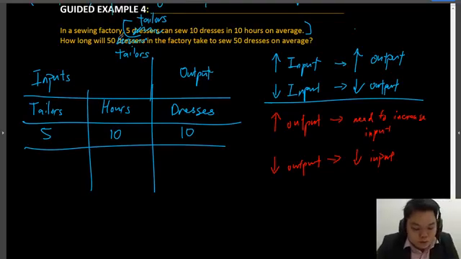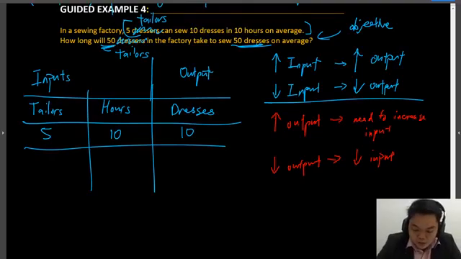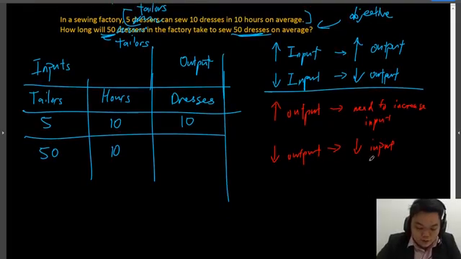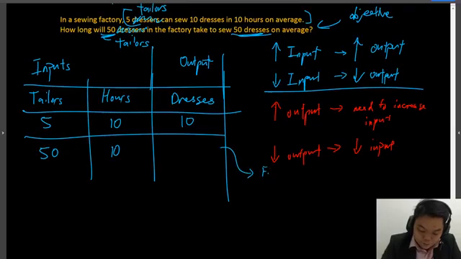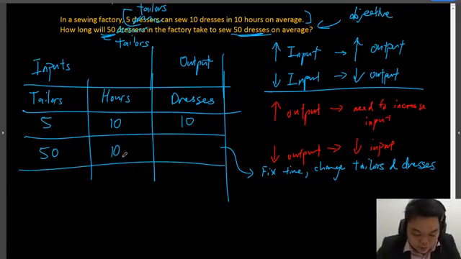Okay, so now let's look at what we want. The objective here is that at the end of the day, you must have 50 tailors and 50 dresses. So let's change one thing at a time first. Let's say that at the end of the day, I need to have 50 tailors. Let me increase my input for the tailors first, and I fix your time at 10. The trick is you fix the time and change the tailors and dresses. We just change one thing at a time to analyze it.